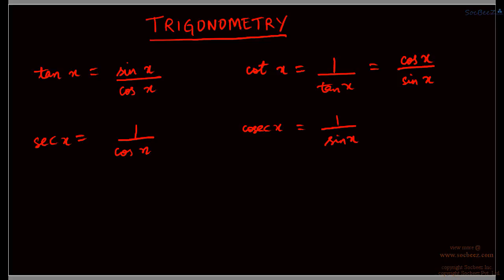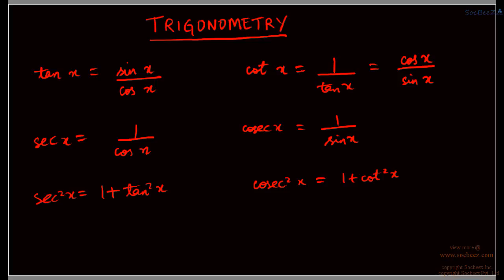Now, though tan x and secant x do not seem to be directly related, as we'll see, they are related. So secant squared x is nothing but 1 plus tan square x, and similarly cosecant square x is 1 plus cot square x.